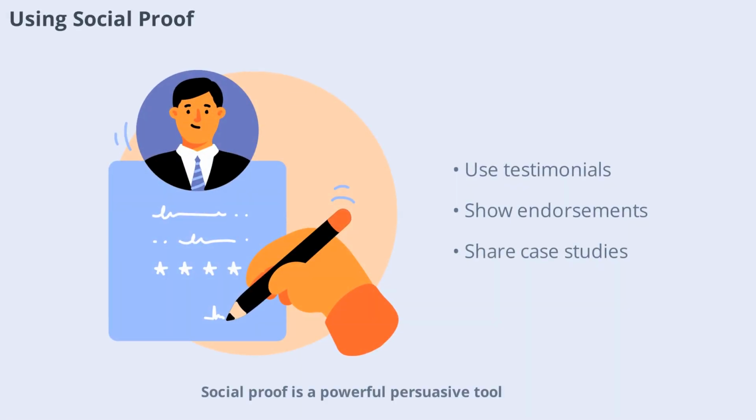Social proof is a powerful persuasive tool. People tend to follow the actions of others, especially when they're unsure. Testimonials, reviews, endorsements, and case studies all serve as social proof. By showing that others have benefited from your message or product, you increase your credibility and influence. Incorporate social proof into your messaging to boost its persuasive power.